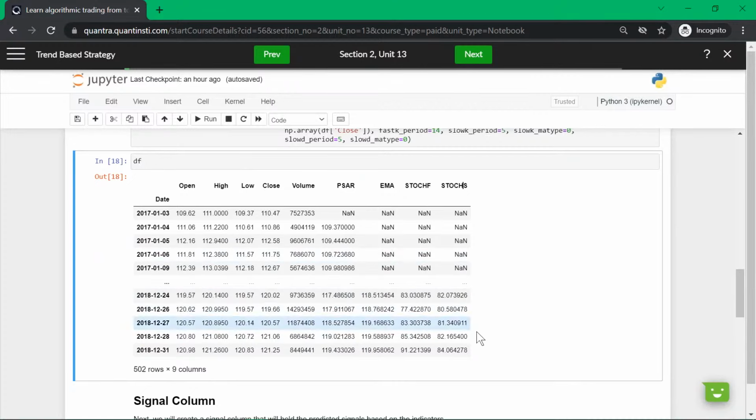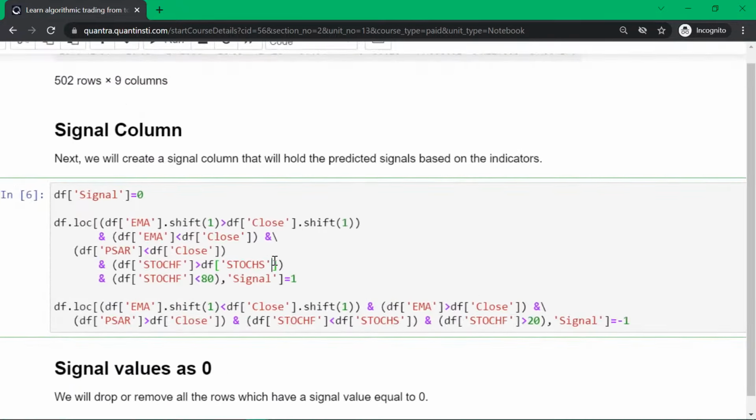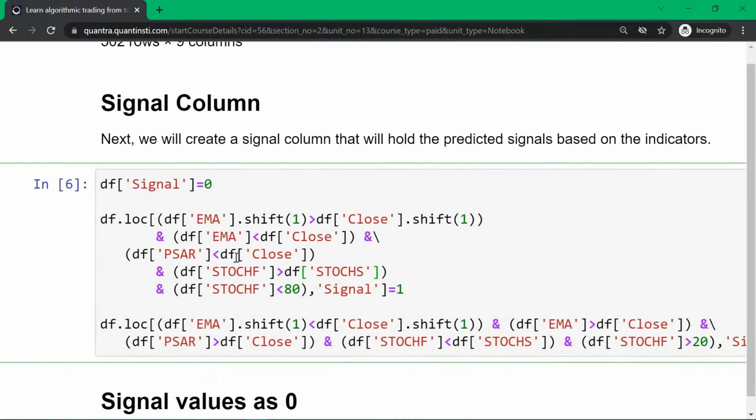Now using this data, let's define some trading rules and generate the trading signals. So we have 5 trading rules. So I'm going to show you here. So we have defined 5 conditions. If all these 5 conditions are met, we are going to generate a buy signal. So we gave conditions like previous day EMA less than the close price of previous day, and today's EMA greater than today's close, and today's parabolic SAR less than the close of today, and stochastic fast greater than stochastic slow, and the last condition is the stochastic fast reading is less than 80.